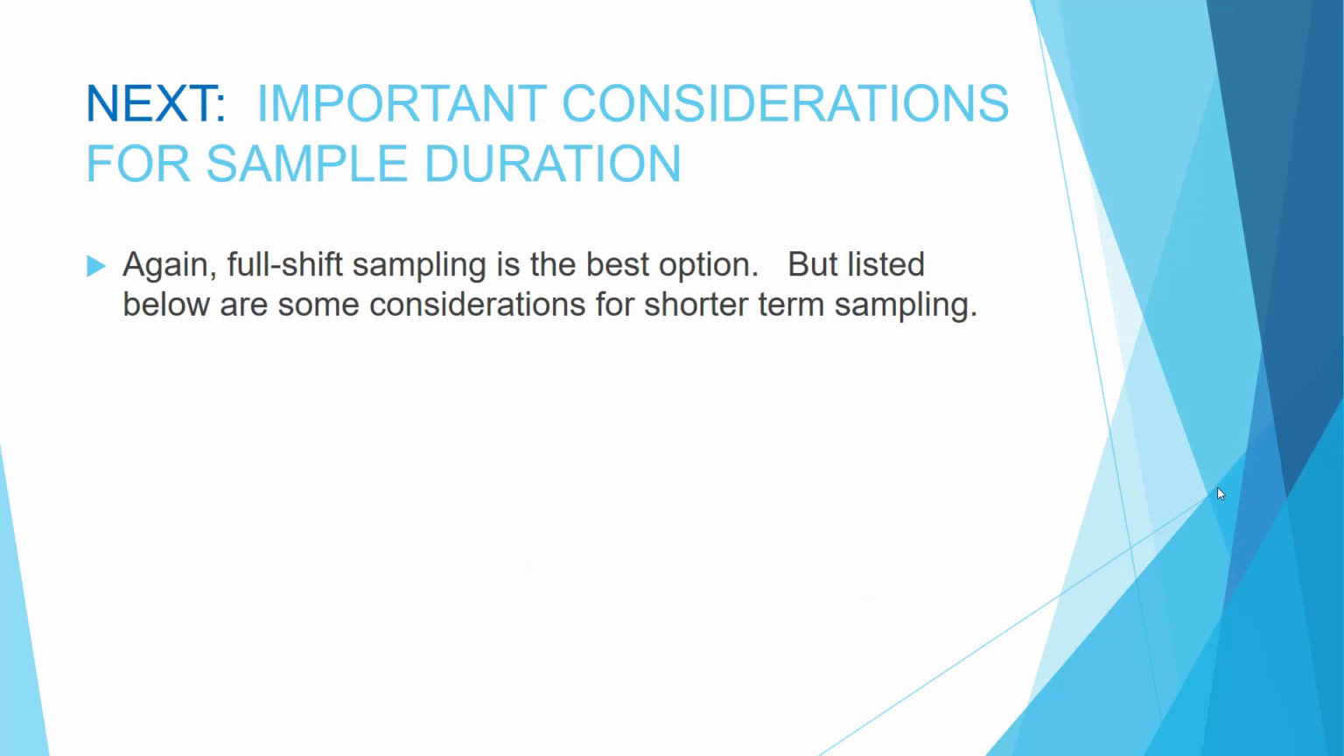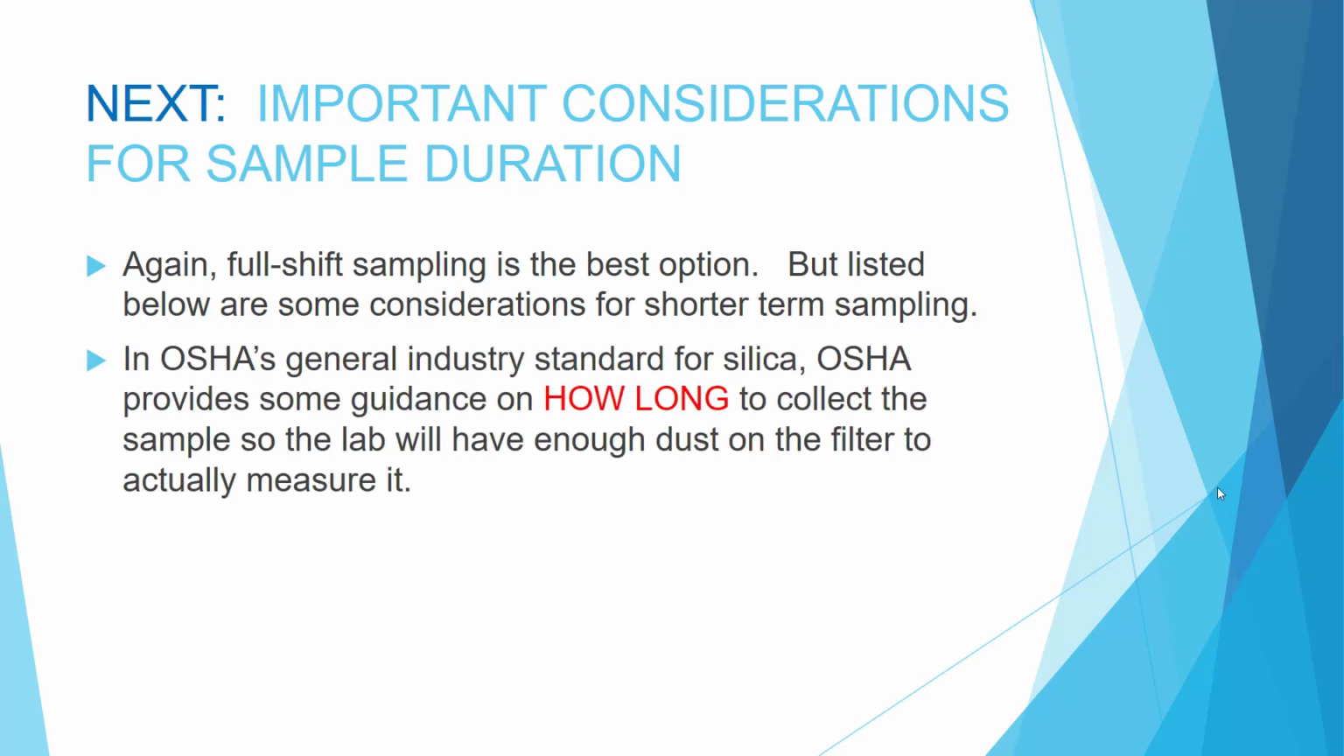Particularly in the construction industry, sample duration is a big consideration because the individual tasks don't normally last the entire shift. In short, full shift sampling is the best option and is the easiest approach. But if you want to do short-term sampling, one of the most important considerations is how long do you have to sample to collect enough dust on the filter for the lab to actually measure it.